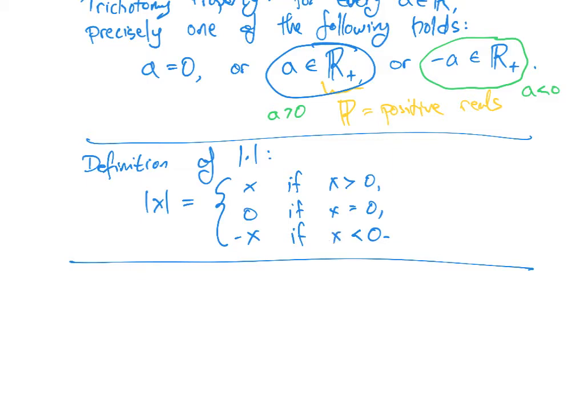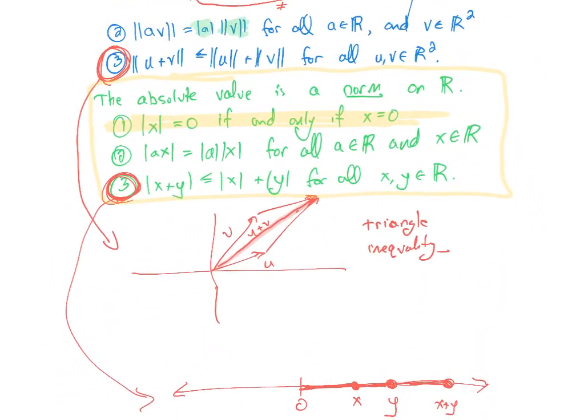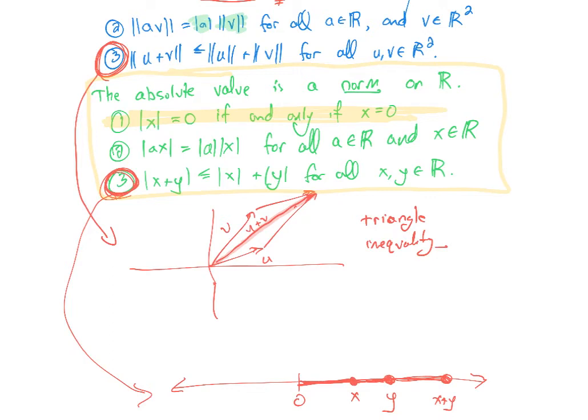Okay, all better? The only way that the absolute value of X is going to be 0 is if X is 0. That was part 1. But now we come to part 2. There's actually something to prove there.